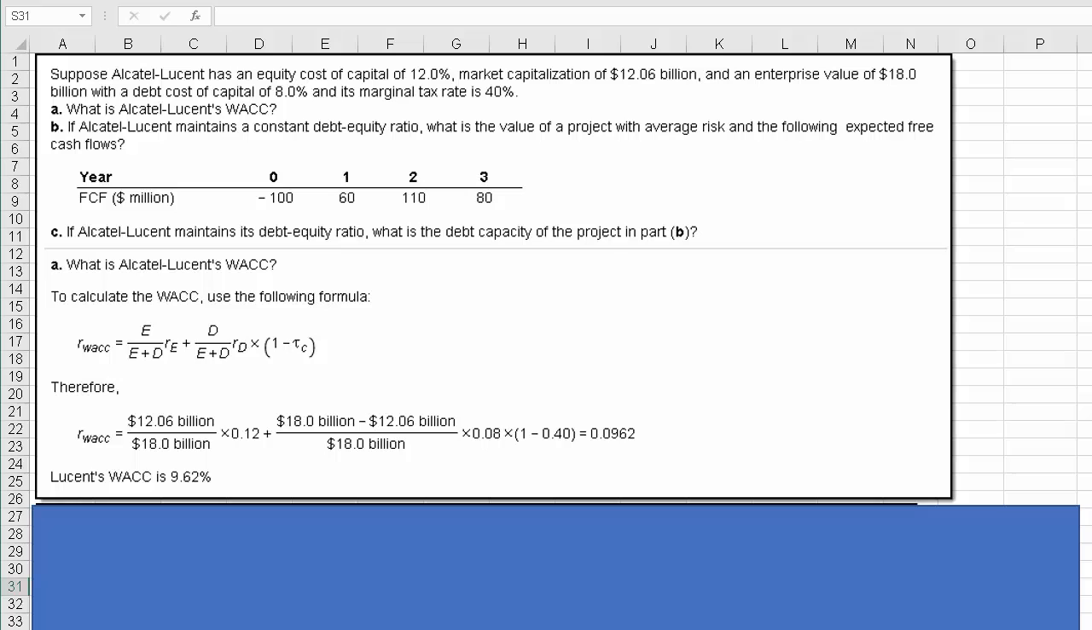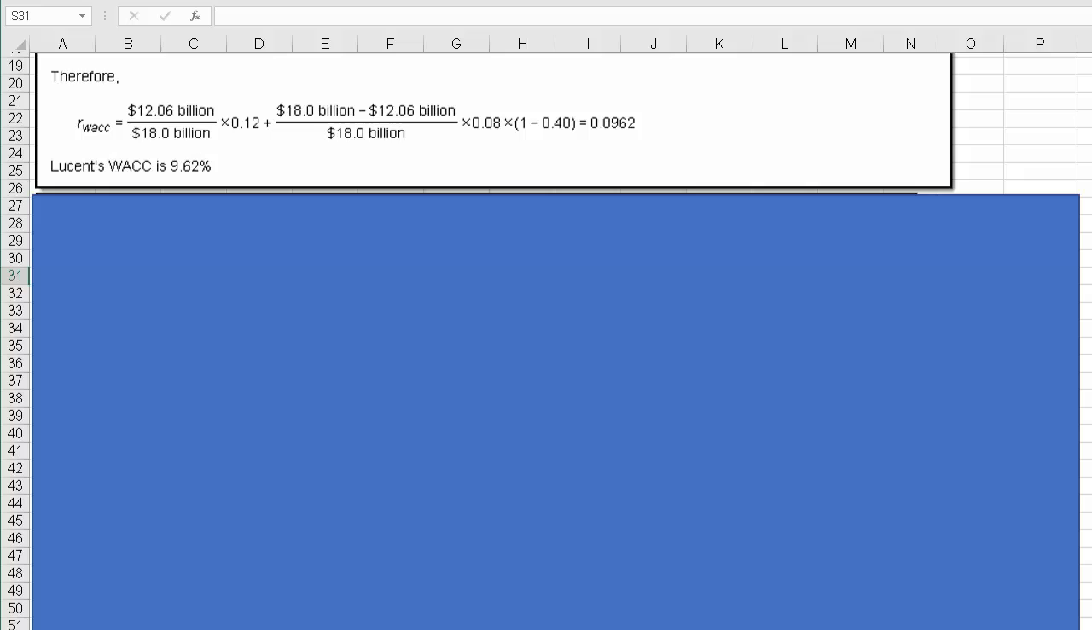All right, let's look at B now. B says, if Alcatel-Lucent maintains a constant debt-equity ratio, what's the value of the project with an average risk and the following expected free cash flows? And to the left of my mouse, you can see the cash flows. Okay, so we have negative 100, then positive 60, then 110, and 80. Okay, so let's take a look at that now.